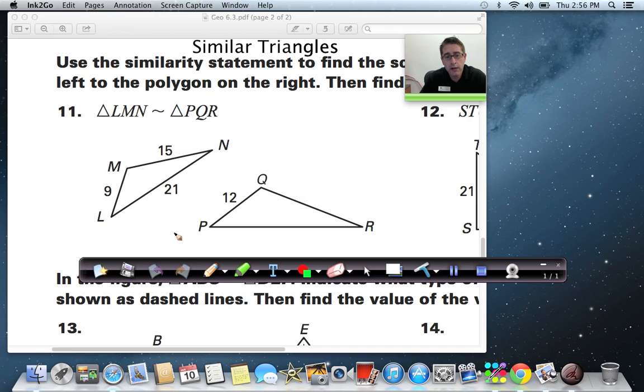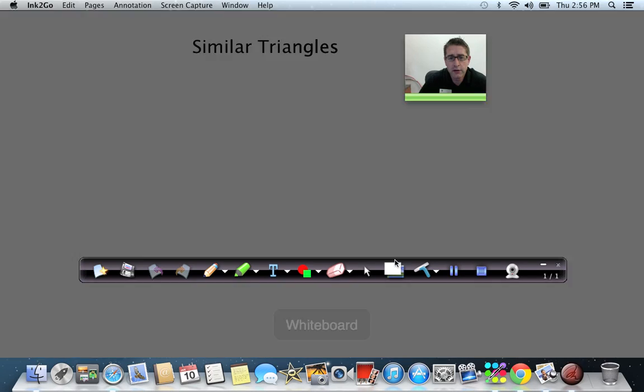And so you need to recognize that because we have two corresponding sides, LM and PQ, we can go ahead and find its scale factor. Once we find the scale factor, we can go ahead and find all the missing sides. So let's find the scale factor first. Alright, so let's click over here.